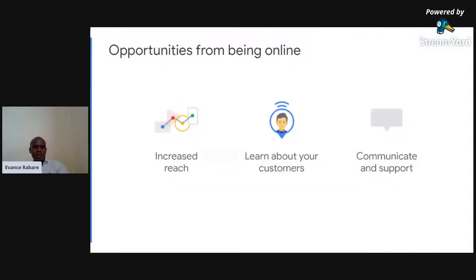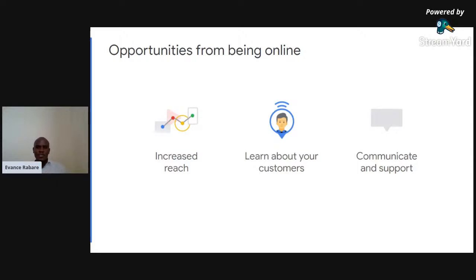So here are some of the opportunities we are likely to get from being online. Right now, because of COVID and people being locked down, so many people are spending time online. With being online, you're likely to increase your reach. Increased reach means global access 24 hours a day, 7 days a week. And remember, globally, right now some people are sleeping. Right now we are awake, but in some parts of the world people are sleeping. When we go to bed, other people will be awake.